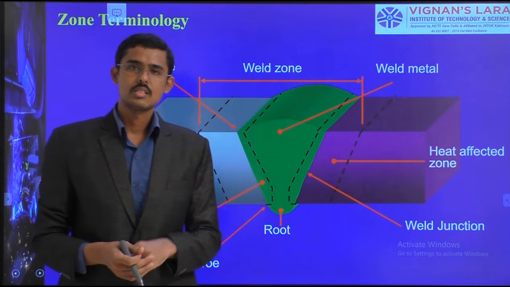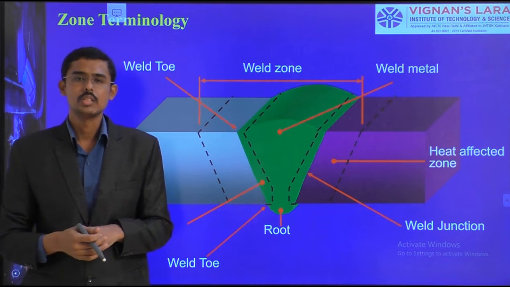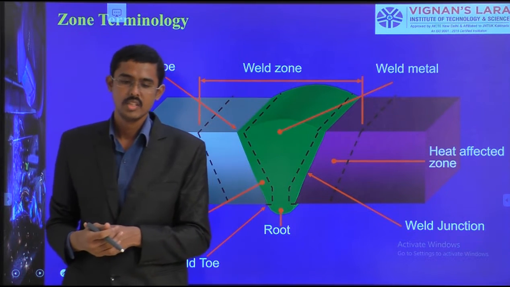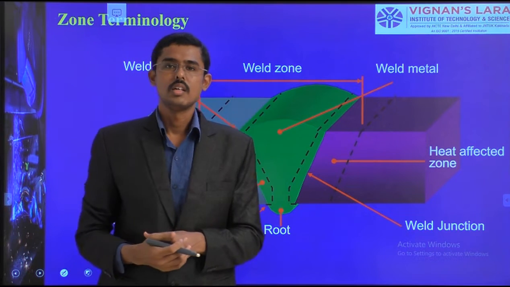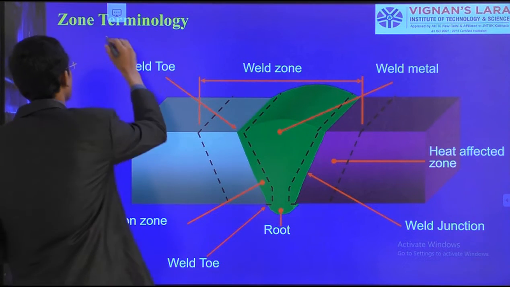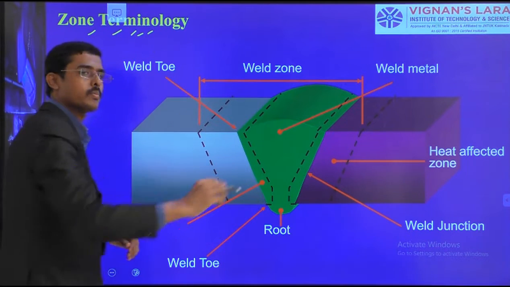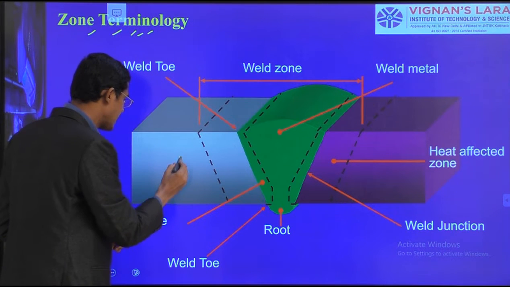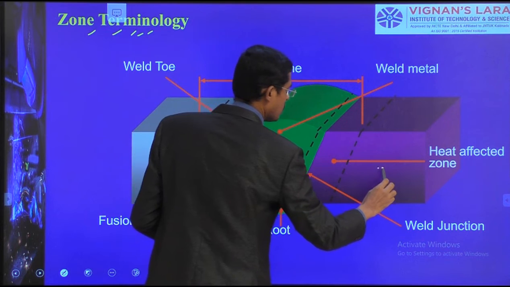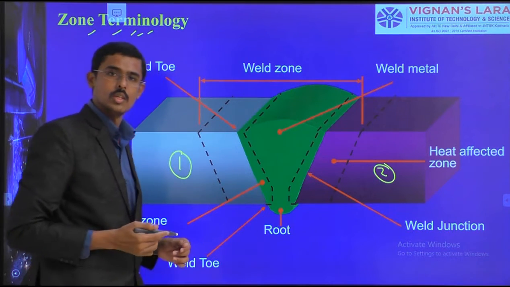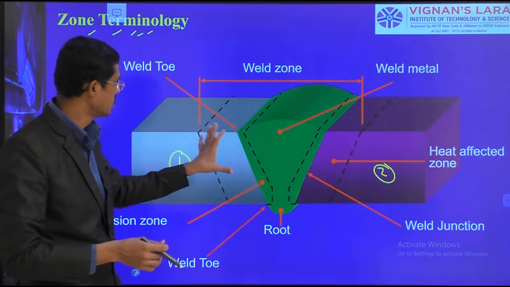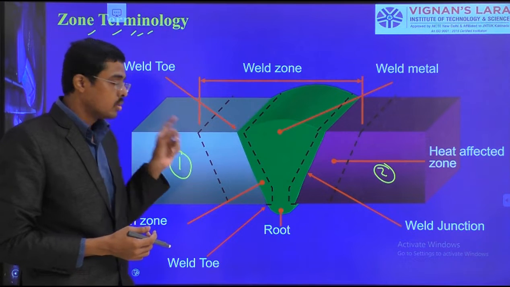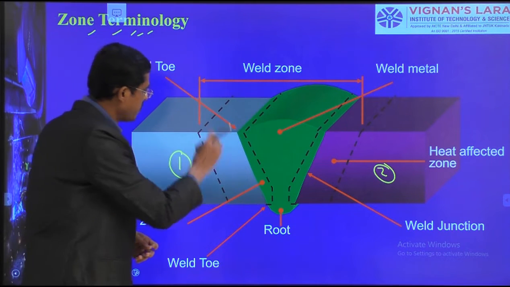In the previous classes, we talked about the various weld joints and the welding classifications. In continuation of that, in this session you will learn about the zones in the welding processes. Here we can see the welding has been completed with respect to specimen 1 and specimen 2. After welding, this is how it looks. I have given various names to the terminologies of the various zones.